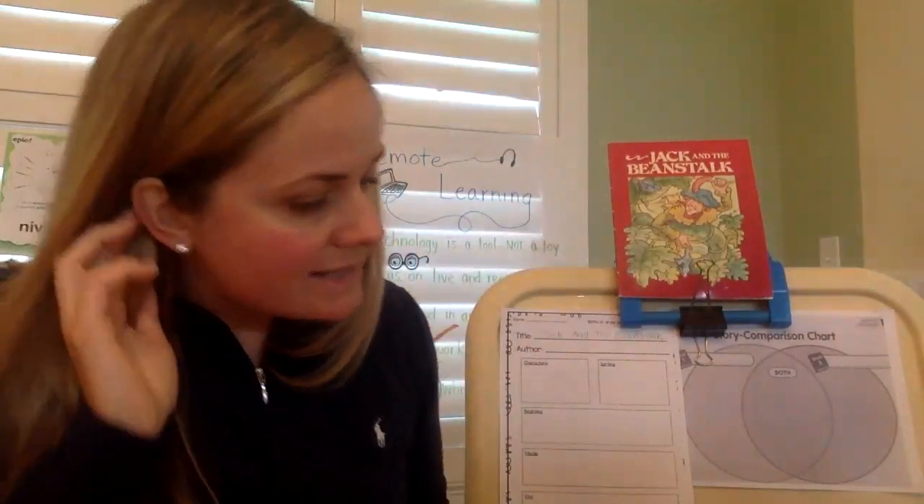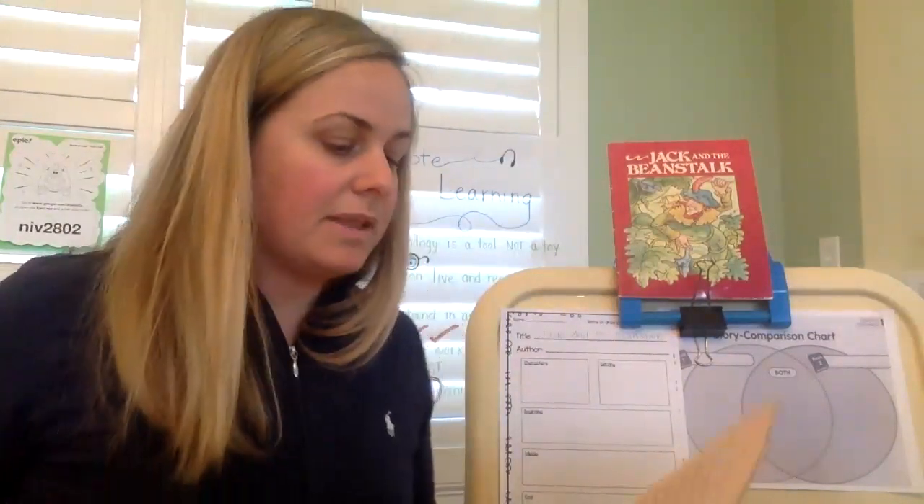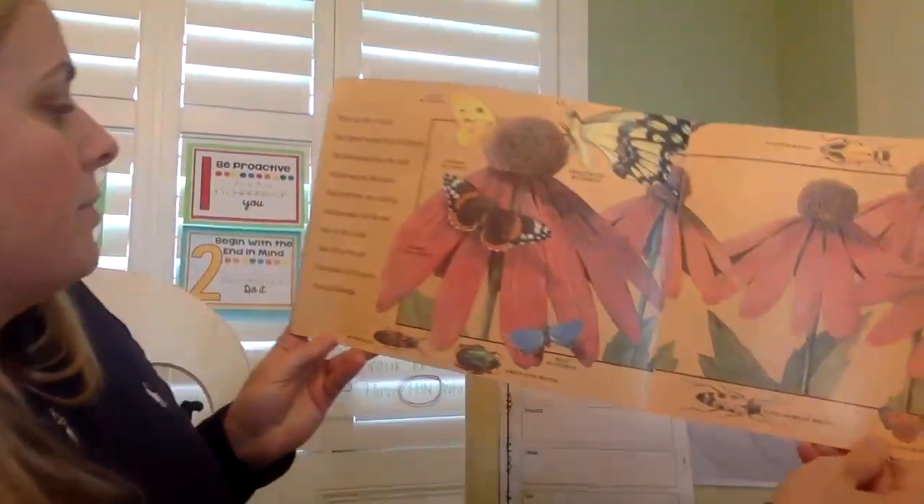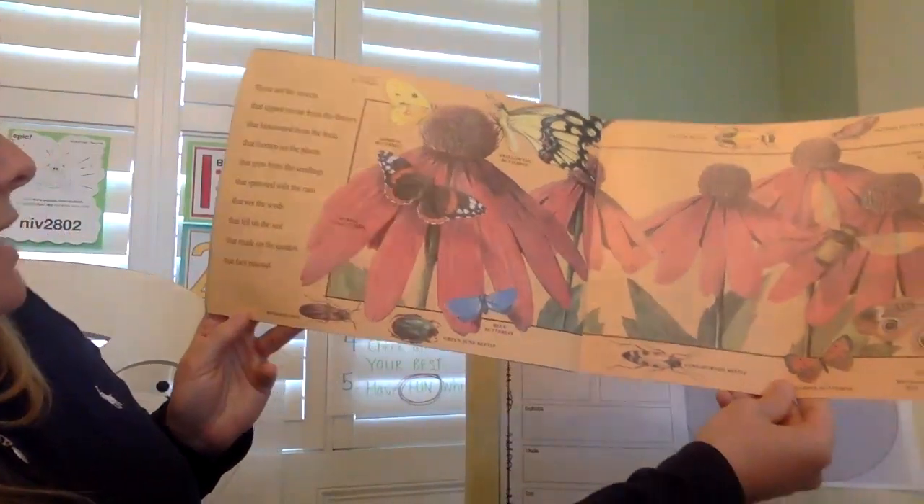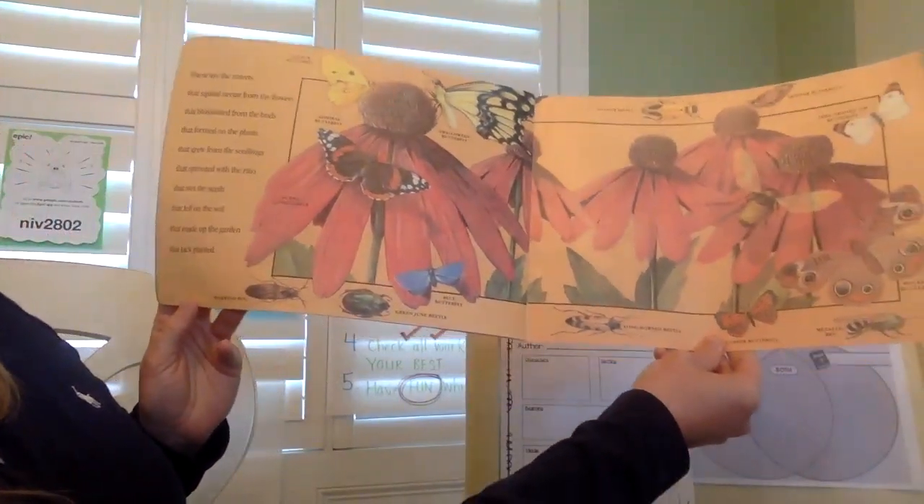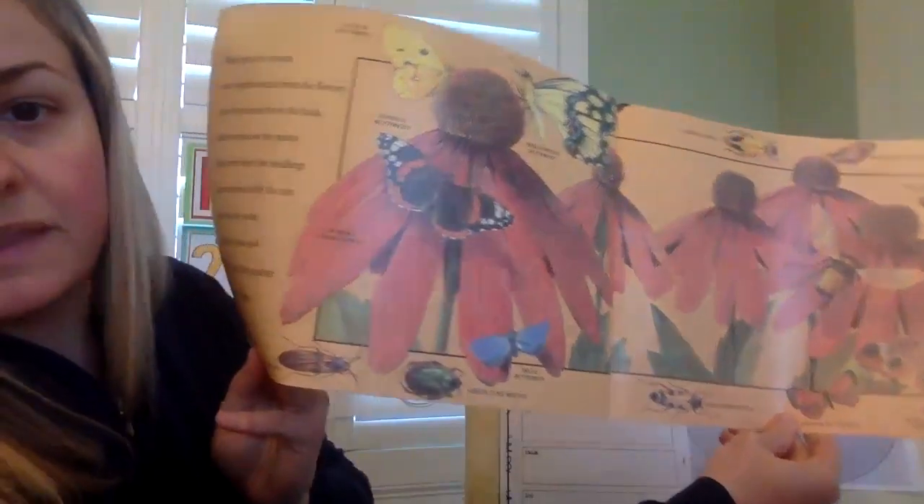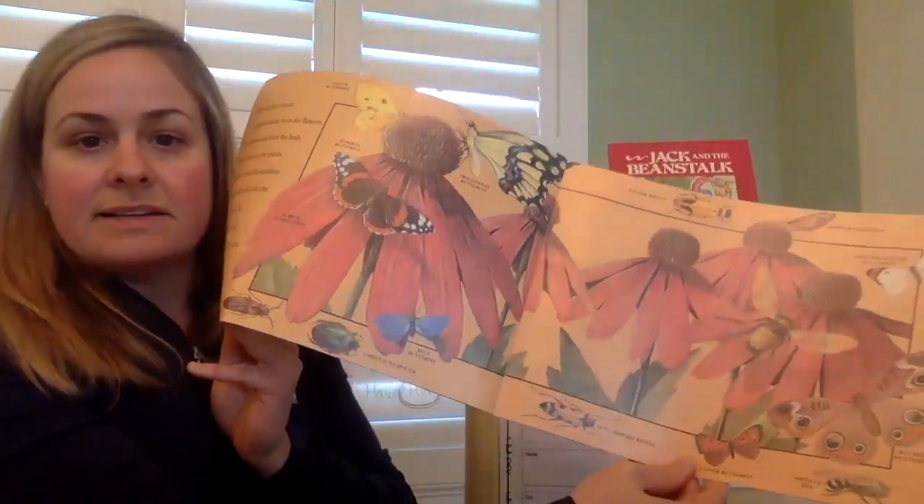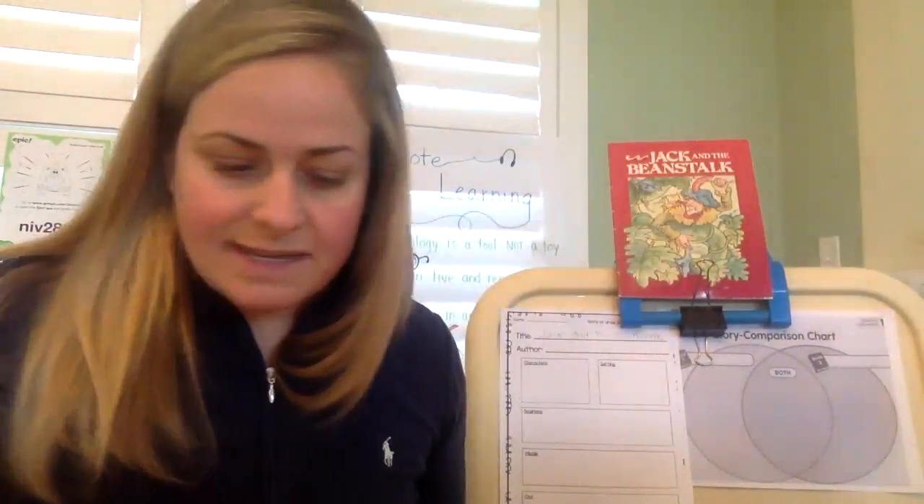These are the insects that sip nectar from the flowers that blossomed from the buds that formed on the plants that grew from the seedlings that sprouted with the rain that wet the seeds that fell on the soil that made up the garden that Jack planted. Now you start to see the butterflies and the bees and insects come to sip the nectar.